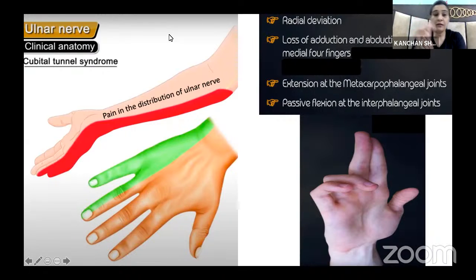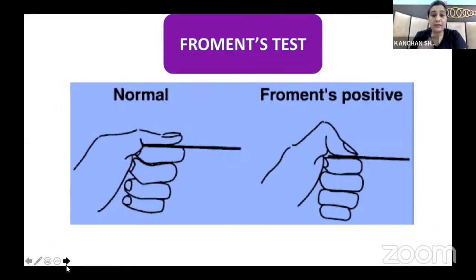Then the lumbricals, the last two, are supplied by the ulnar nerve. Always remember the function of lumbricals like this. This is L. So lumbricals cause flexion of your metacarpophalangeal joint and extension of your interphalangeal joint. So if there is a problem with your lumbricals, the opposite will happen. Then there is something called Froment's sign, which is going to be positive.